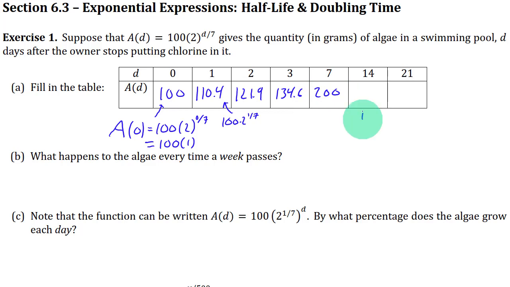After 14 days, this is going to become 100 times 2 to the power 14 over 7. And I know that 14 over 7 is 2. So this is going to be 100 times 2 to the power 2, which is 100 times 4.